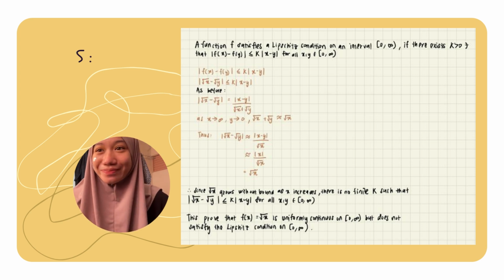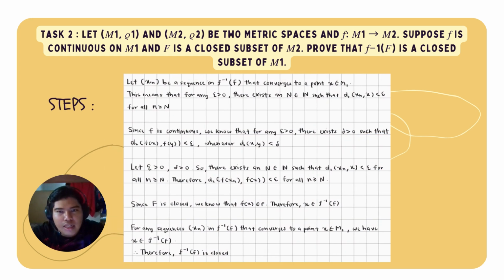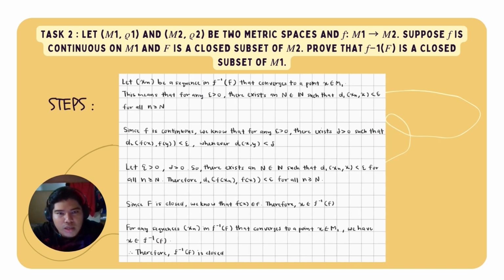So thank you. So the next question of this step is, let s_n be a sequence in f inverse of F that converges to a point s element of M1. This means that for any epsilon greater than 0, there exists an N element of natural numbers such that d1(s_n, s) is smaller than epsilon for all n greater than or equal to N.